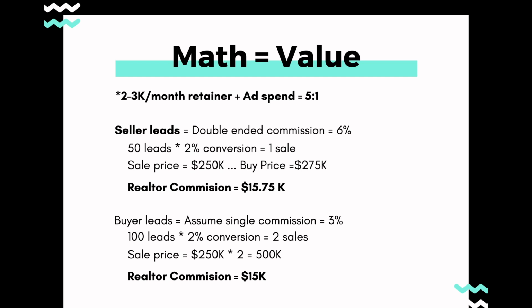And same thing with buyer leads. So let's assume a 3% commission rate. And you get 100 leads because you can get more buyer leads. And let's say it's the same 2% conversion rate, right? Sale price $250,000 times 2 equals $500,000. 3% of that, $15,000. There you go. Okay, still 5-to-1. So that is why you can charge a good amount to real estate agents.